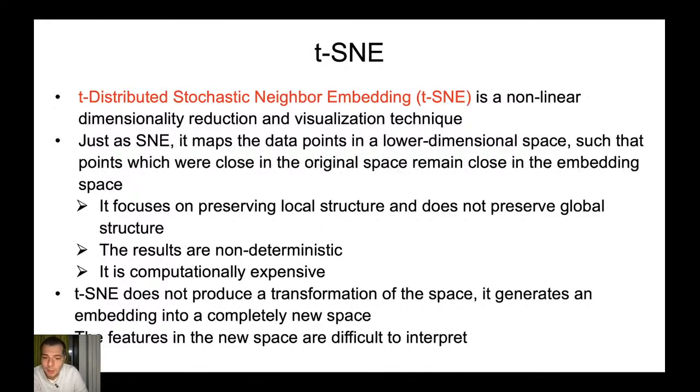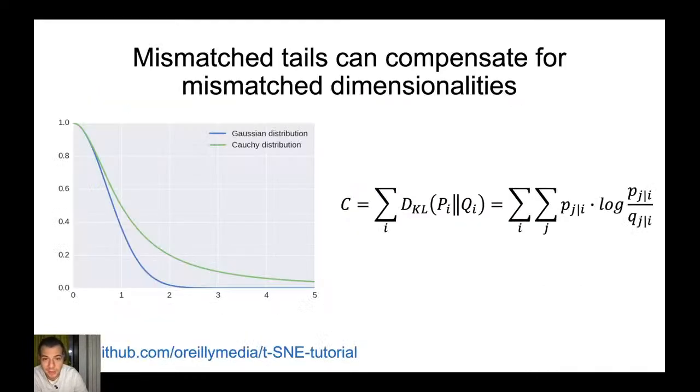So yeah, another reason for not using this approach as a dimensionality reduction approach is that the features in the new space are difficult to interpret. So they're not useful for classification, especially because you cannot reproduce this transformation for test data.